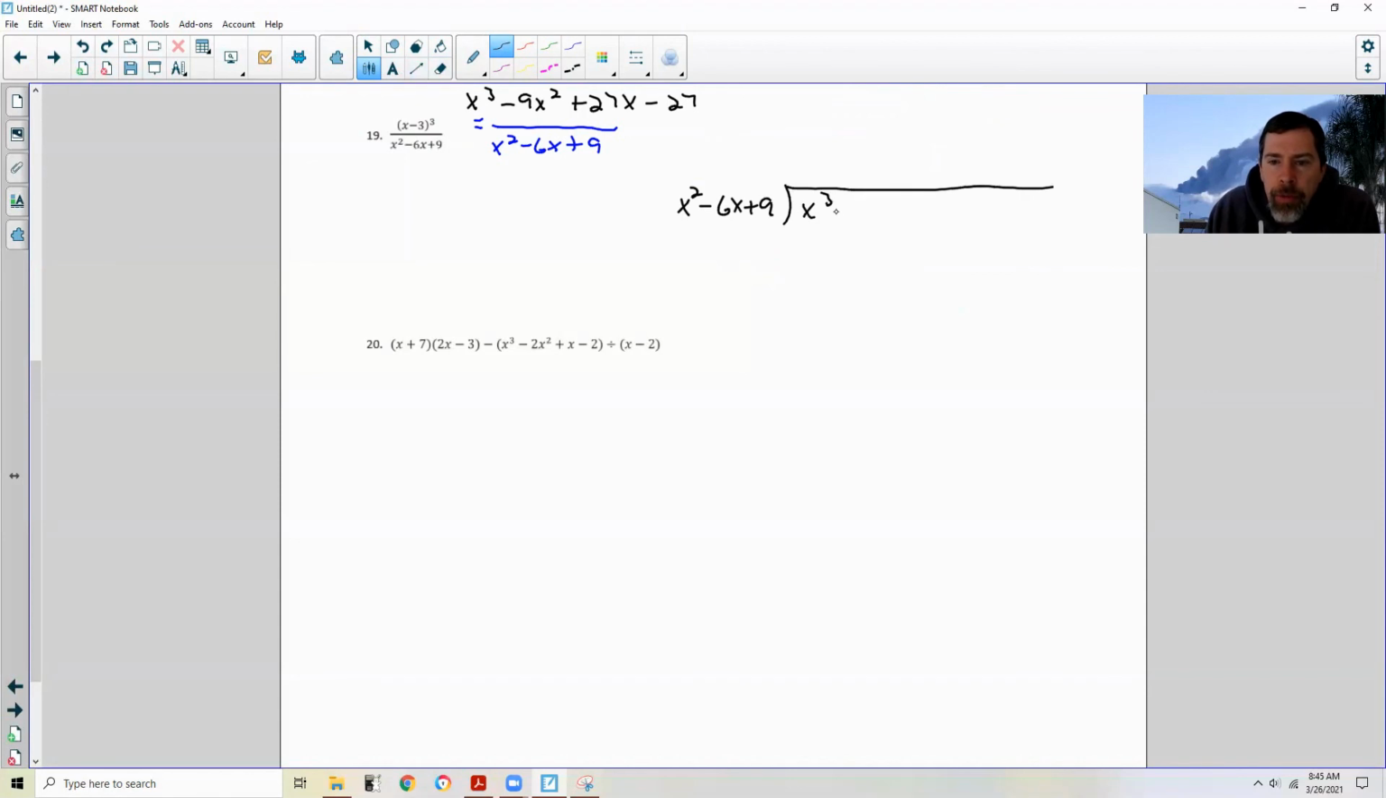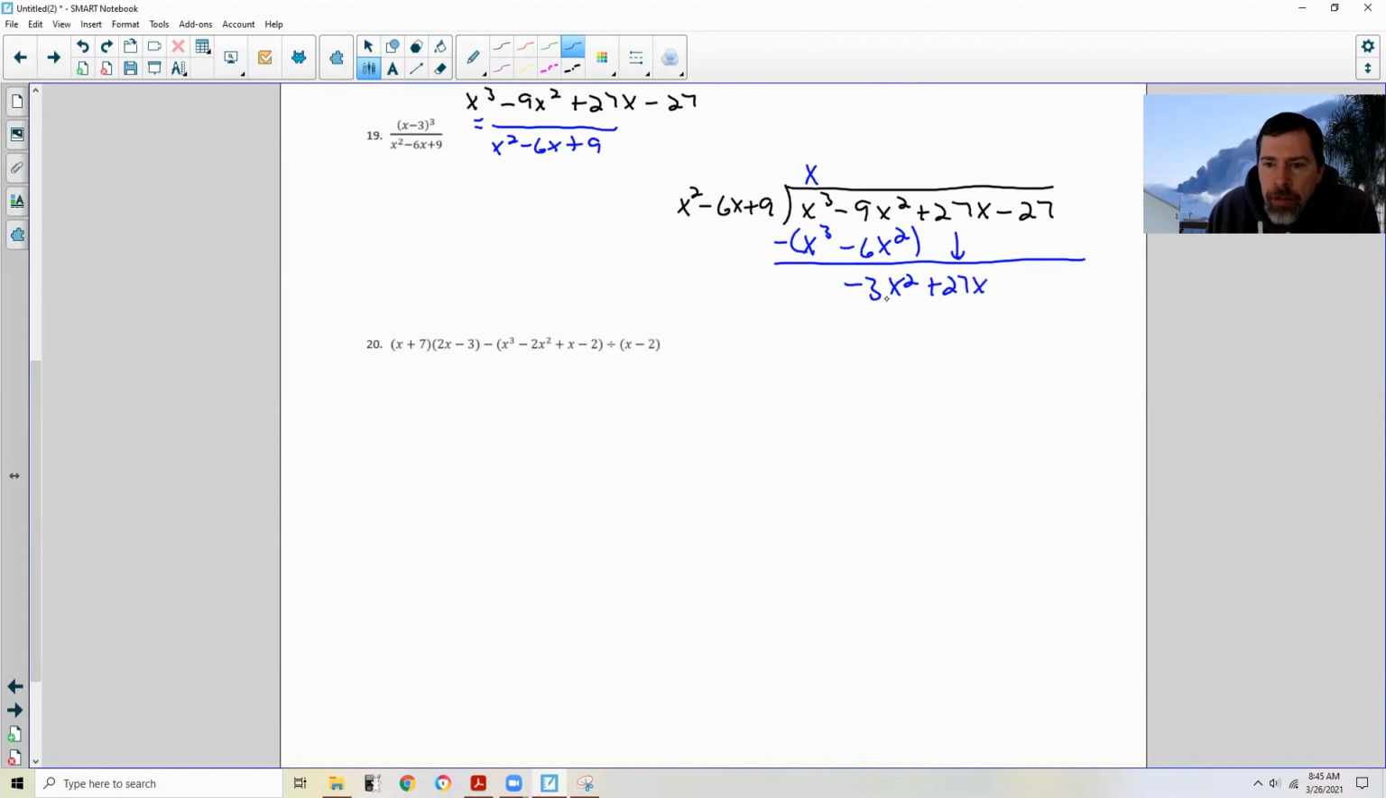X cubed minus 9x squared plus 27x minus 27. And this is just simply long division. X cubed divided by x squared is going to start with a linear term x. X times x squared is x cubed. X times a negative 6x is negative 6x squared. Subtract. X cubed minus x cubed is 0. Negative 9 minus a negative is plus 6, which would be negative 3x squared. Bring down my plus 27x.